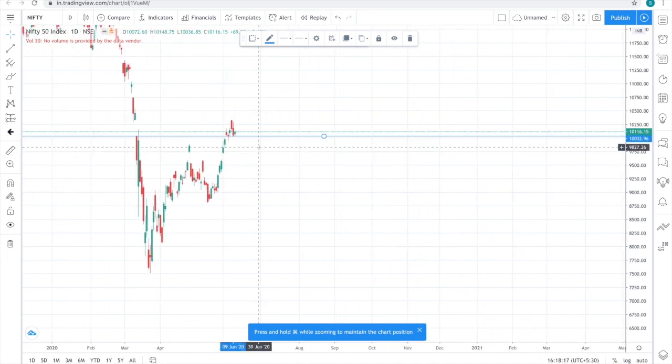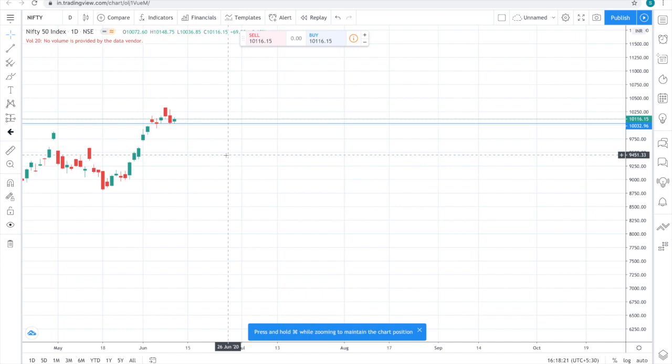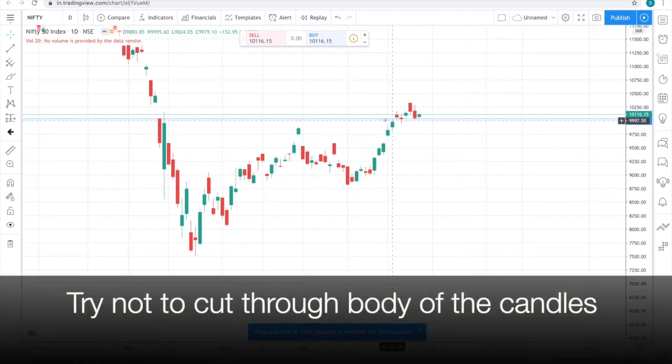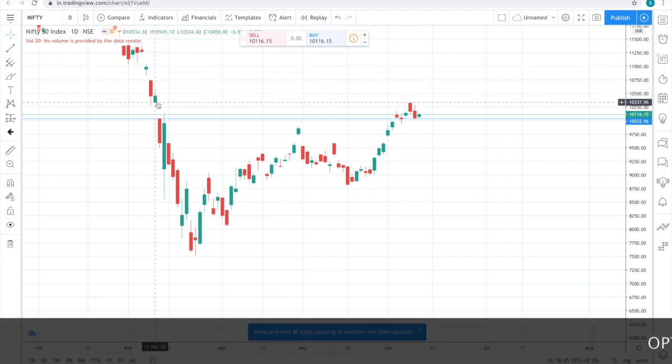And let's just find the resistance for the near past. Again, the same thing. You have to see the 2 points. So we don't have to cut through the bodies. We just have to cut through the wicks. Right here, you see the stock went up here, came back. So this is 1 point. So if I come here, you see another 1 point here. Came down, went back up a little.